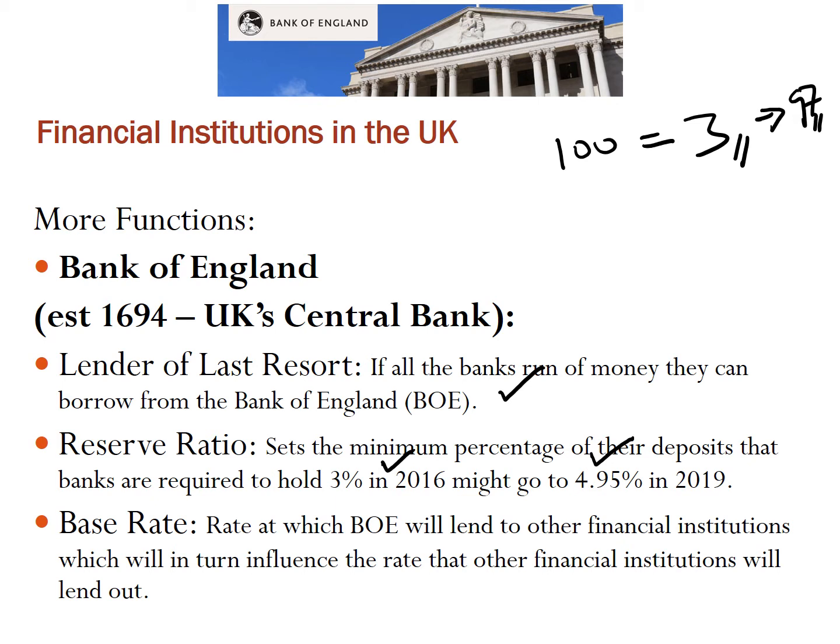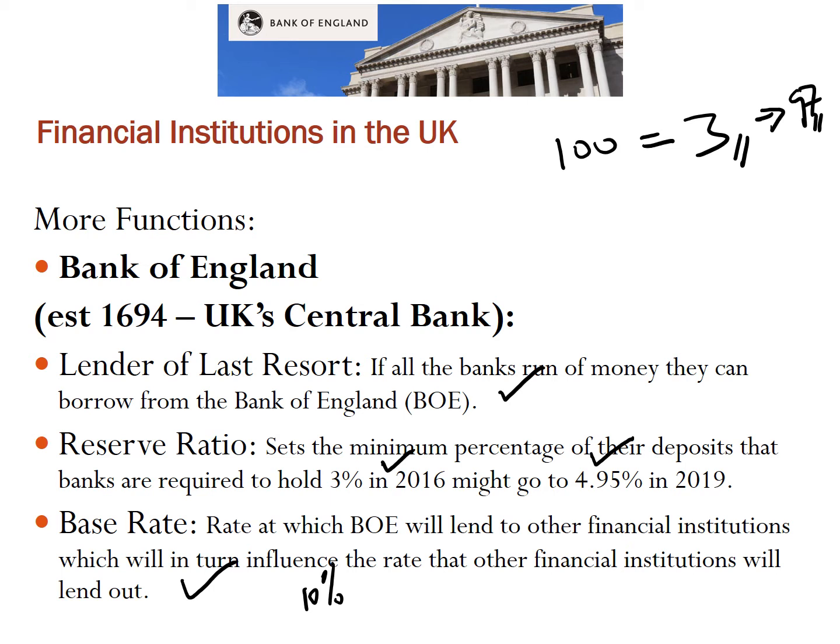And base rate as well. So the central bank sets the base rate. So this is the rate at which the Bank of England will lend to other financial institutions, which will in turn influence the rate that other financial institutions will lend out. Okay, if the Bank of England lends at a base rate of, say, 10%, then other banks wouldn't want to lend out at any rate lower than 10% because then they would make a loss. Okay, so these are other functions of the Bank of England.